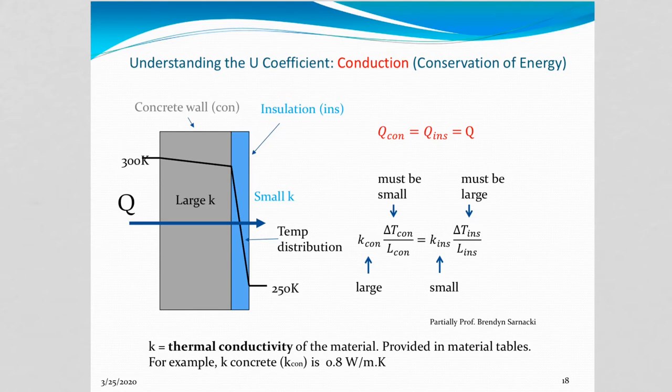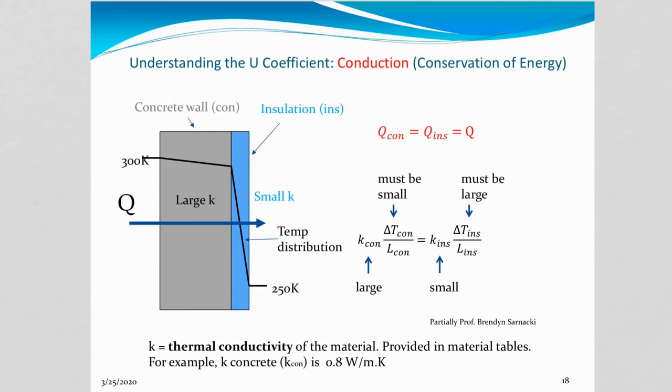And here is the temperature. You've got 300 Kelvin inside, and you've got 250 Kelvin outside. So obviously there is energy transfer. Nothing is perfect. You can insulate a room as well as you can, you will always have some thermal losses and a Q going through the wall.